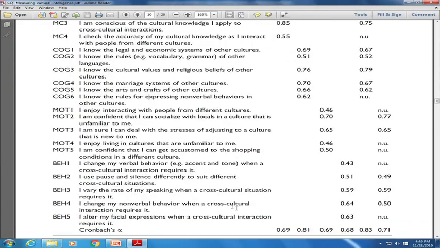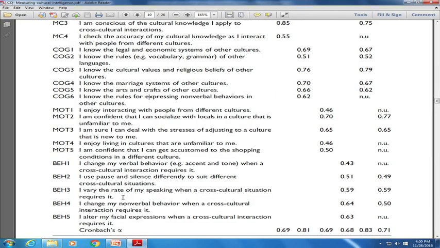But when you look into the behavioral cultural quotient, I change my verbal behavior when a cross-cultural interaction requires. So as per the demand of the situation, if you rephrase your words, if you bring change in your behavior or actions, and you communicate the way it is appreciated in other cultures, probably that will enhance your cross-cultural effectiveness. Say for example, I use pause and silence differently in different cross-cultural situations.